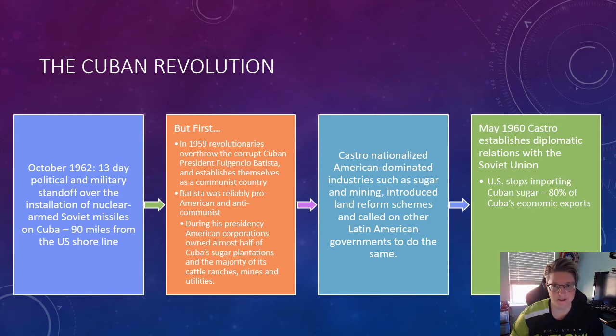Now, in May of 1960, Castro established a diplomatic relationship with the Soviet Union, and this really started to worry the United States, because remember, it's only 90 miles away. That is a foreign country who just fell to communism that is right near the United States. And the way the U.S. responded to this was prohibiting the importation of Cuban sugar to the United States. Why is that important?